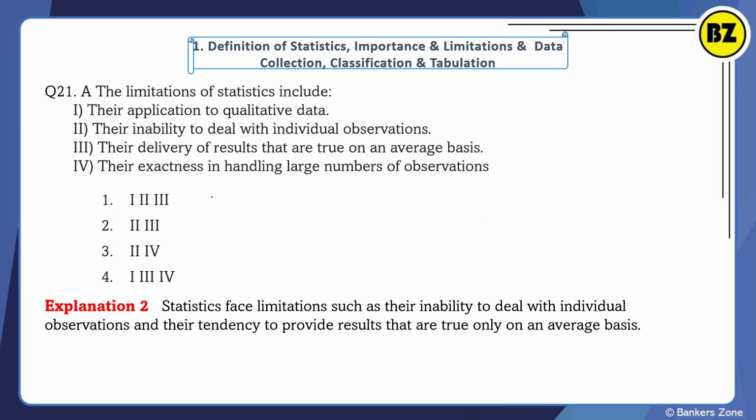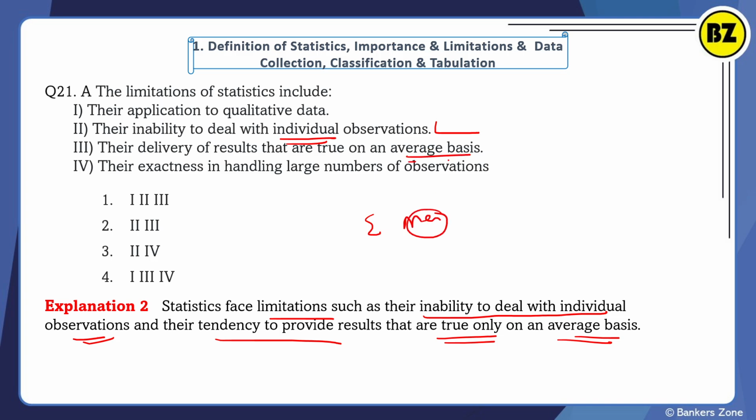See, statistics faces a limitation, for example, inability to deal with individual observation. First, it is very common, statistics is not applicable for the individual observation, and their tendency to provide results that are true only on average basis. Whatever result they are providing, whenever we deal with statistics, we always calculate the mean, meaning we are calculating on the average basis. So these are the limitations.